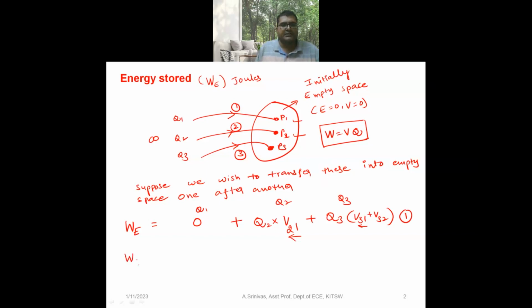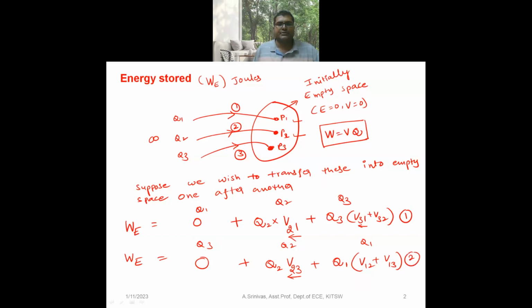Now reverse the order of the charges. Q3 followed by Q2 followed by Q1, and in empty space the amount of energy required to transfer Q3 is 0, and Q2 is to be transferred. At the time of transferring Q2, Q3 is already in the space, means potential at 2 due to 3, plus after transferring Q2 and Q3, we are going to transfer Q1 charge. The Q1 charge: potential at 1 due to 2 and potential at 1 due to 3. Let it be equation number 2.